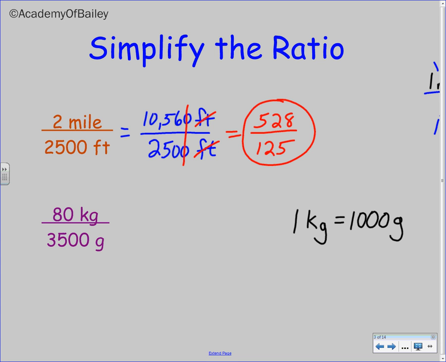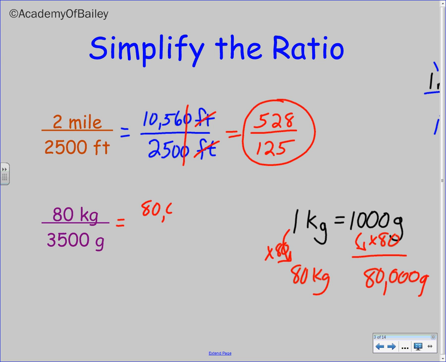Okay, now looking down here at the second one, if I have 80 kilograms, in order to get from 1 to 80, I have to multiply by 80. So I multiply this by 80, and I believe that gives me 80,000 grams. So on top, 80,000 grams, and on bottom, 3,500 grams. And I cross off grams.